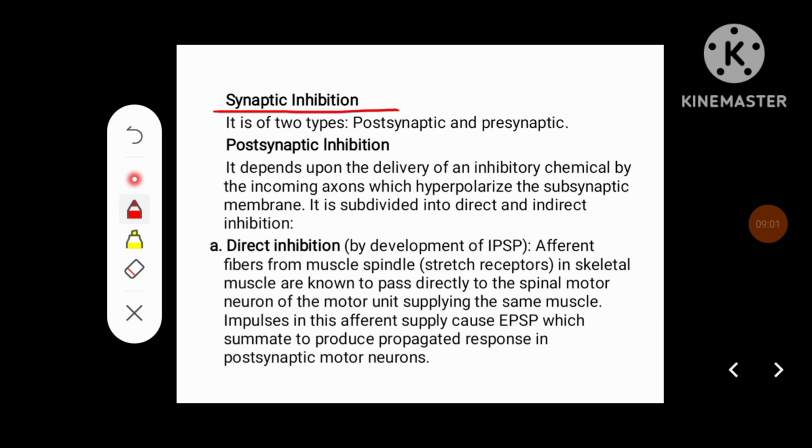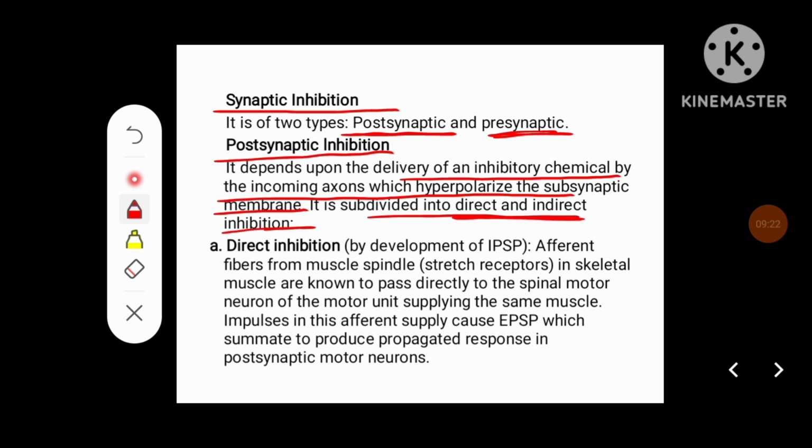Coming to synaptic inhibition, there are two types: postsynaptic inhibition and presynaptic inhibition. Postsynaptic inhibition depends upon the delivery of an inhibitory chemical by the incoming axons, which hyperpolarizes the subsynaptic membrane. It is subdivided into direct and indirect inhibition. Direct inhibition of the postsynaptic membrane occurs alongside the development of the EPSP. For example, afferent fibers from the muscle spindle in skeletal muscles are known to pass directly to the spinal motor neuron of the motor unit supplying the same muscle in a stretch reflex.